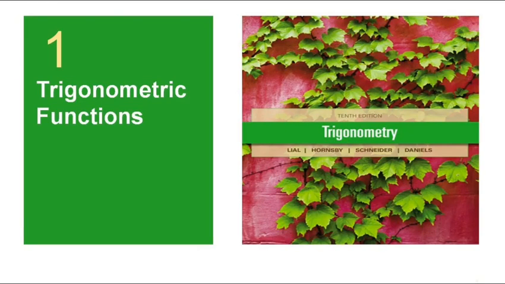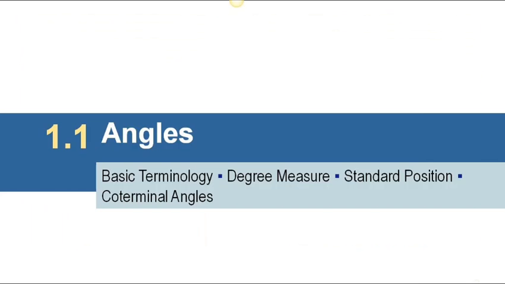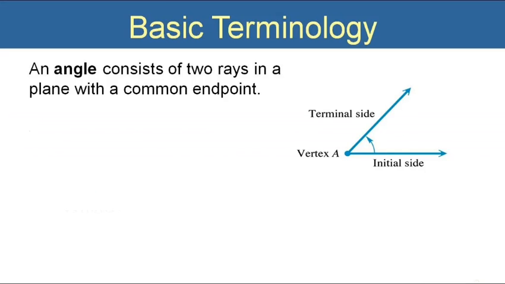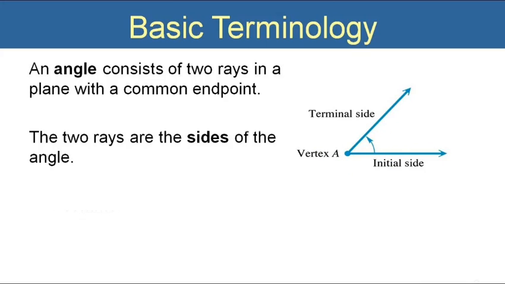Hi everybody, we're in chapter 1 of the trigonometry book and we're going to be doing section 1. So first let's look at an angle. An angle consists of two rays in a plane with a common endpoint. So of course these are the two sides of the angle and we would measure the angle here. This is the vertex, this point here.